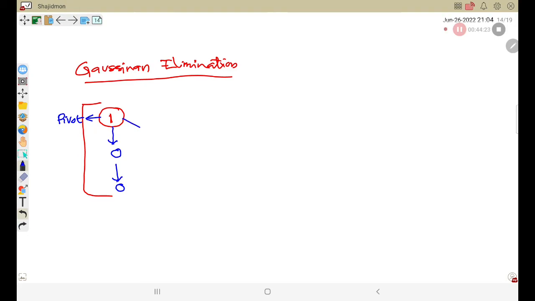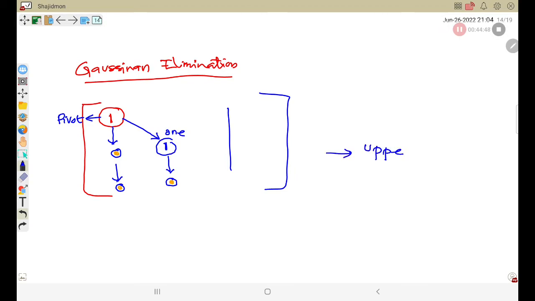After that, on this side, this number should be 1, the next pivot, correct, and then the number down from it should be 0, correct. So if you are getting these three numbers 0, then whatever the other entries are, no problem, no issue. This is what we call an upper triangular matrix. After that we need to use backward substitution so that we will get the answer.